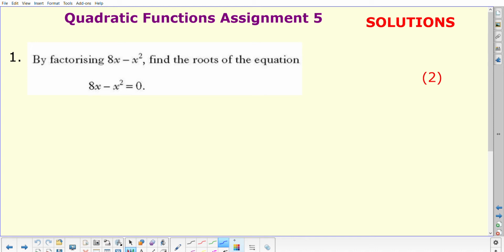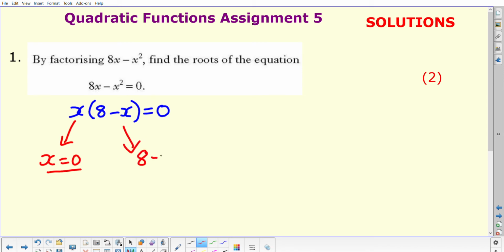In order to do that, your different types of factorising that you should be checking for, you always check for picking out the highest common factor, and here we can see that we've got an x as our highest common factor. So the x is going to come out to the front. You're then going to have 8 inside with a minus x, and they are multiplying together to be equal to 0, and that therefore means that either the x that's on its own must be 0 or the 8 minus x must be equal to 0.